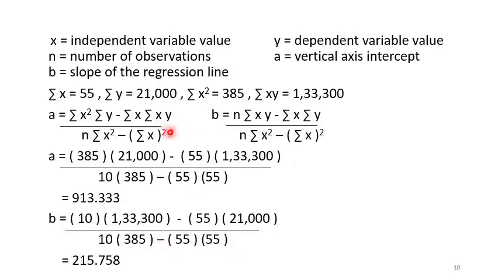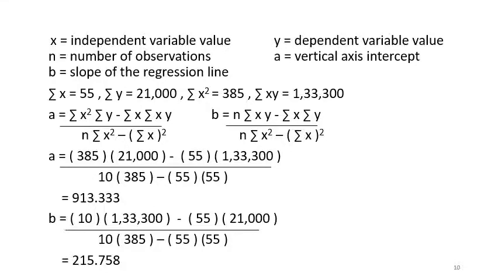So the A value and B value, I have got both by substituting the values from the previous table in the standard formula for A and B. So this is how I get the vertical axis intercept and the slope of the regression line. A and B values are already got, and now what is the next step?